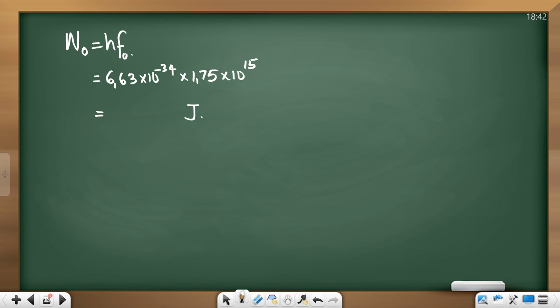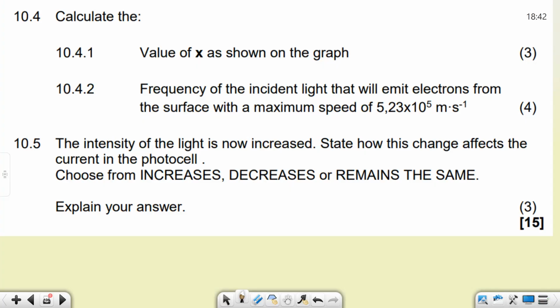I need an answer. 1,16 times 10 to the power negative 18. All right, that's what you guys are giving me: 1,16 times 10 to the power negative 18 joules. I already have my 3 marks.